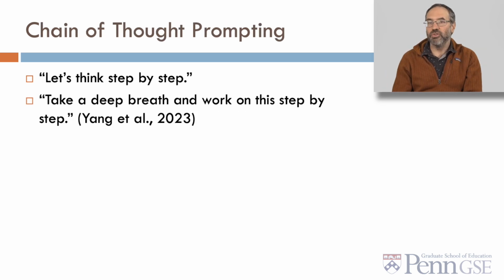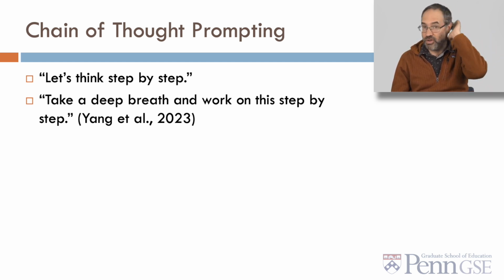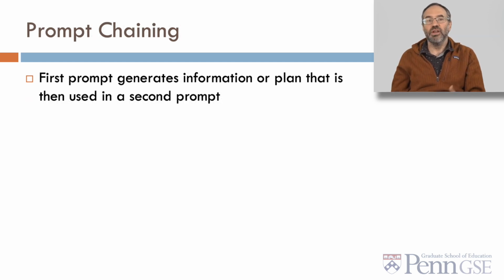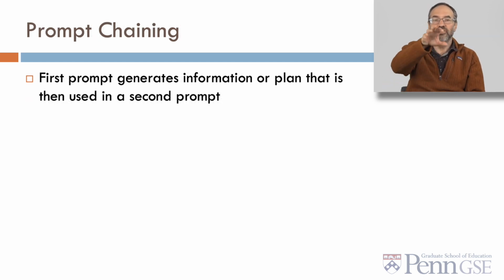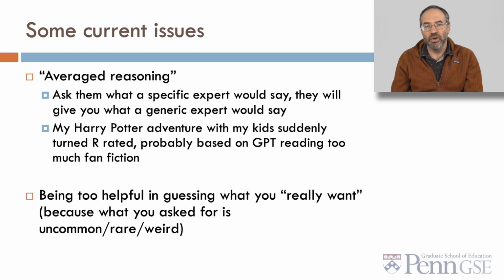Another popular approach that's been very talked about in the media has been chain of thought prompting, where you ask it to think step by step, or take a deep breath and work on this step by step. It's kind of weird that taking a deep breath works for a model with no lungs. It seems to, though, and it seems to provide better results in not jumping to inaccurate conclusions. Another popular approach is prompt chaining, where a first prompt generates information or a plan that is then used in a second prompt. Now, there are also some ongoing issues.